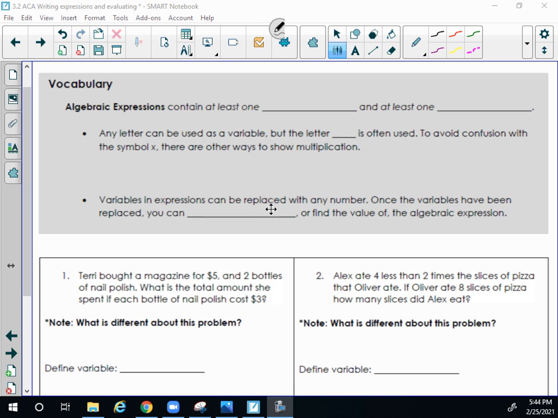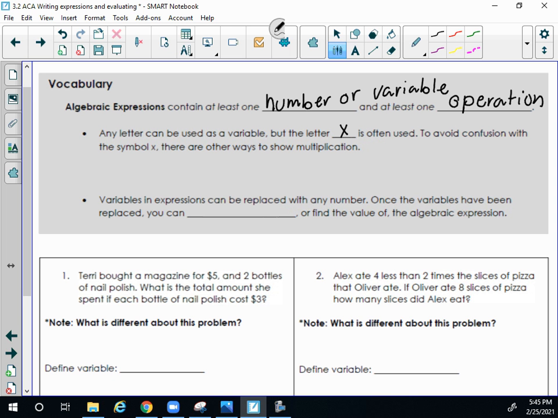An algebraic expression contains at least one number or variable, and at least one operation. Any letter can be used as a variable, but the letter X is often used.